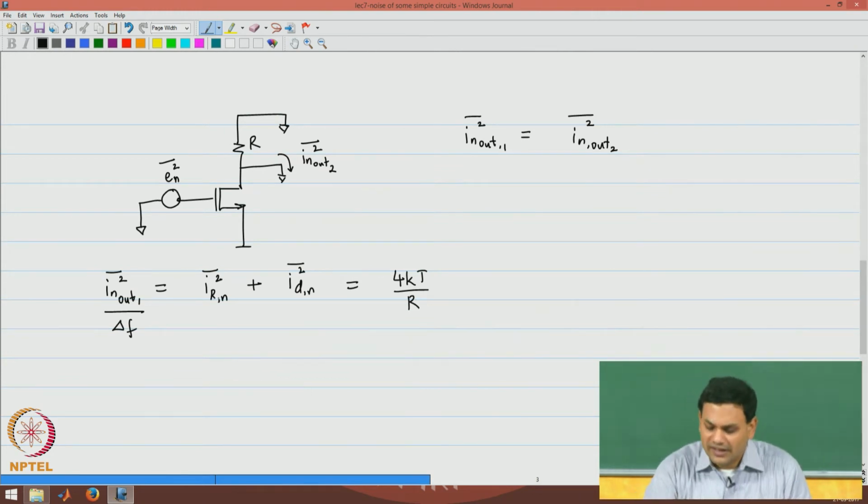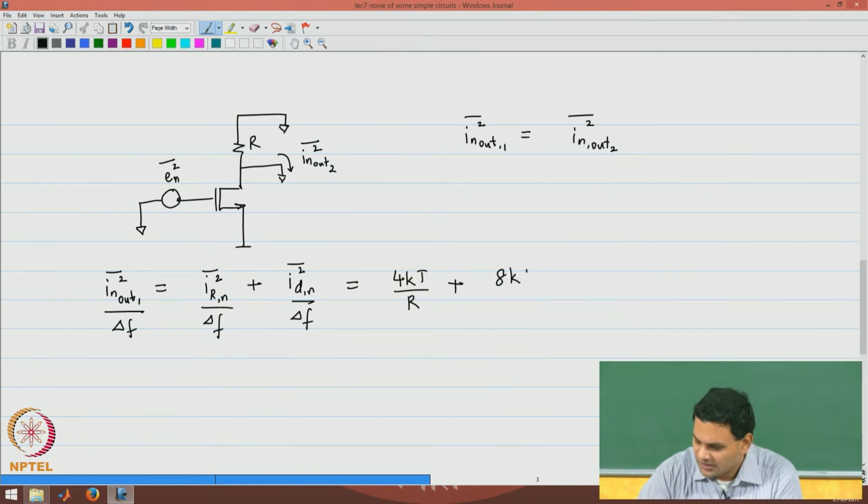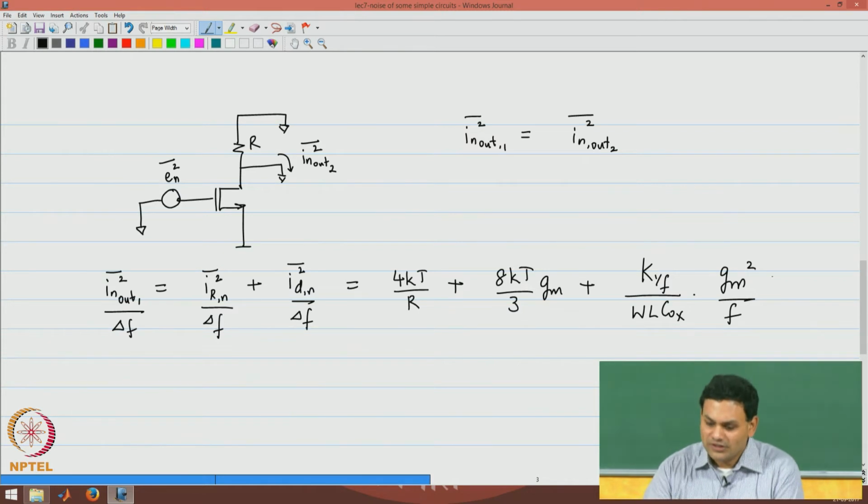Now, I will represent the power spectral densities in this fashion. So, that is 4 kT by R plus 8 kT by 3 gm plus the flicker noise. This is the expression for the total output noise current in the first case. What about the second case? I will write that up here.